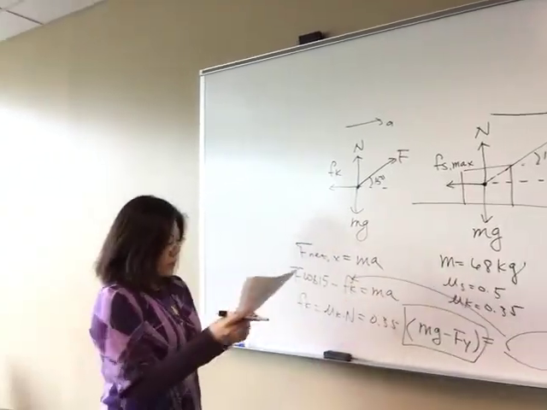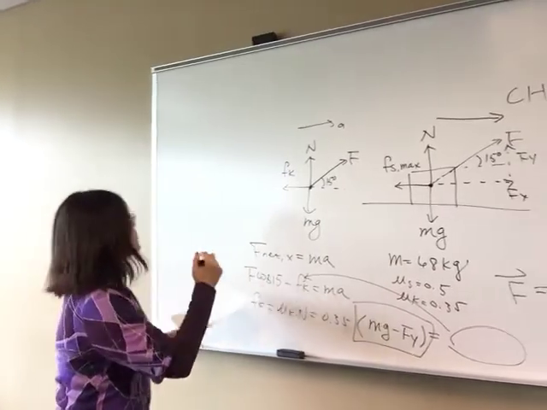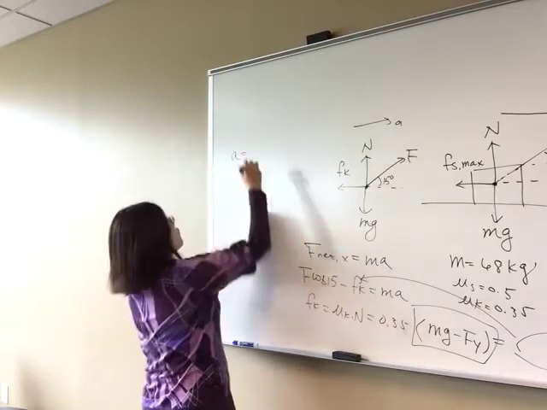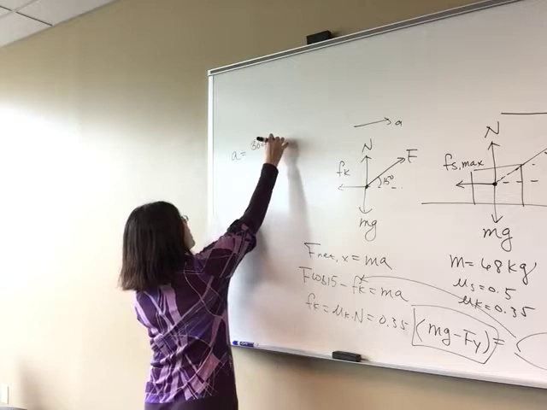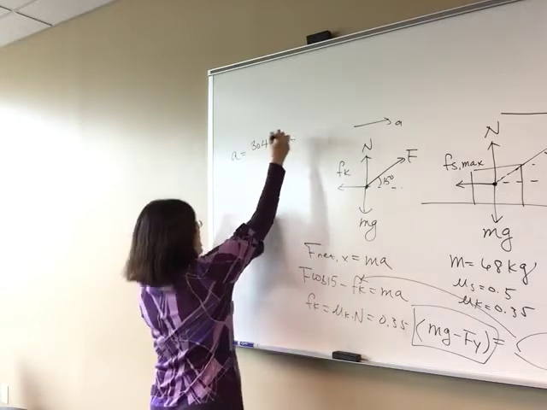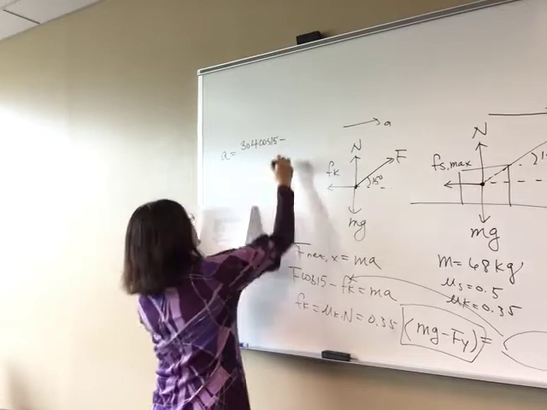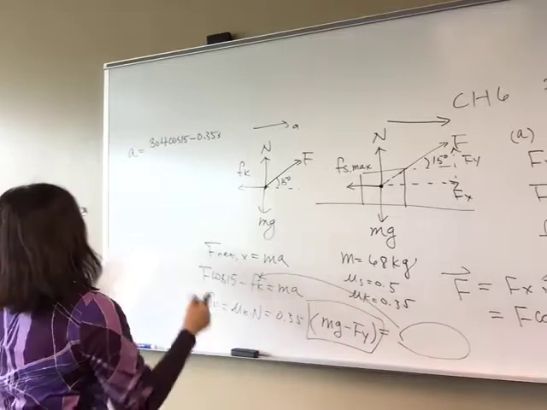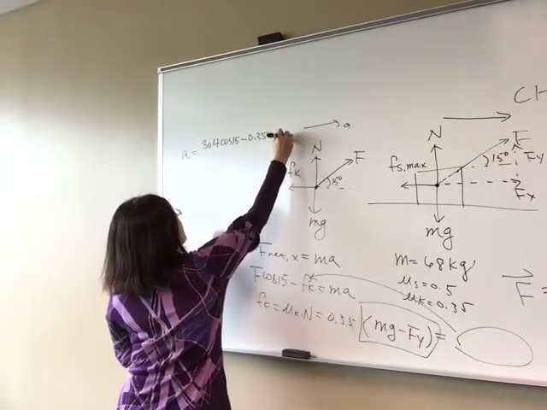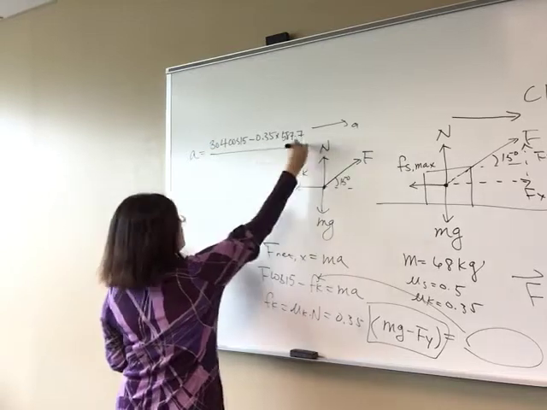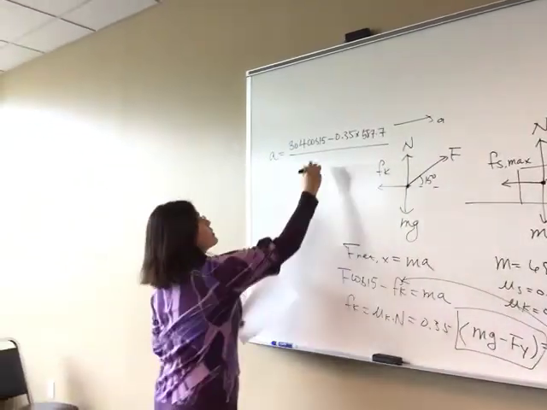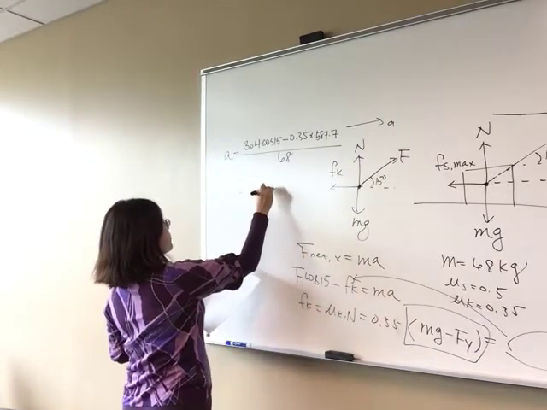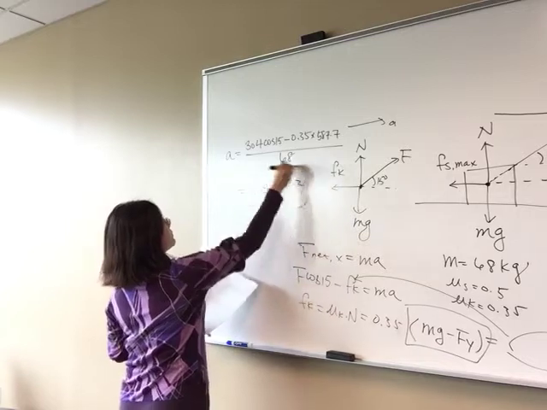And then once you have that, you can plug into this equation. So let me just write it down that your a is equal to F cosine. So F is 304 cosine 15 degrees, and then minus Fk. Your Fk is 0.35 times the normal force. The normal force is 587.7, and then over the mass. The mass is 68. So after you do that, your acceleration becomes 1.29 meters per second squared.